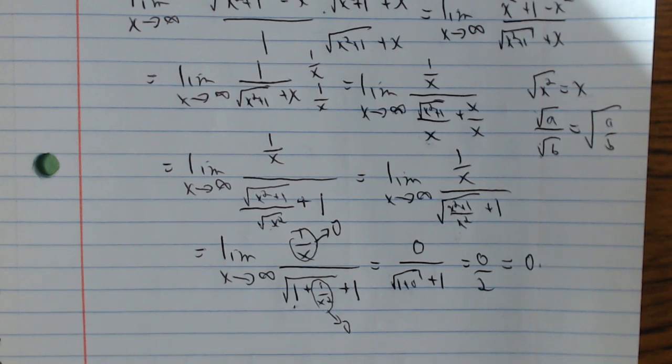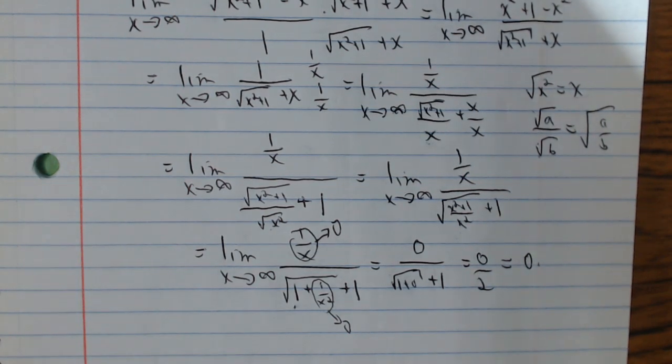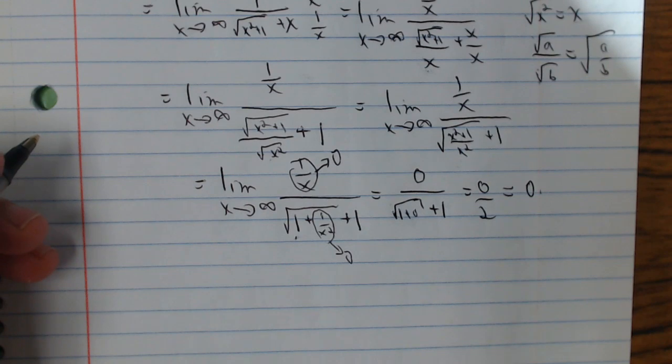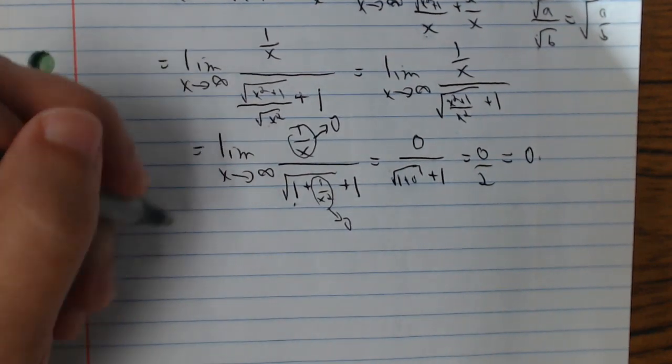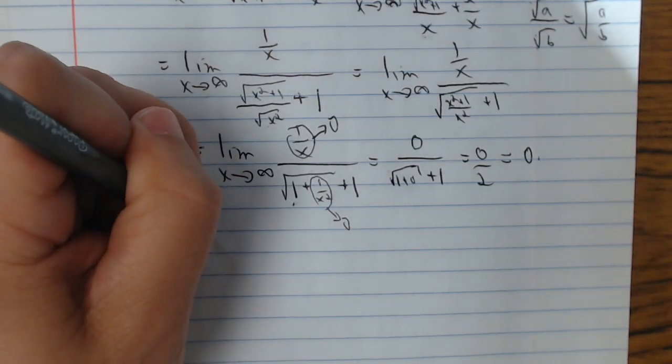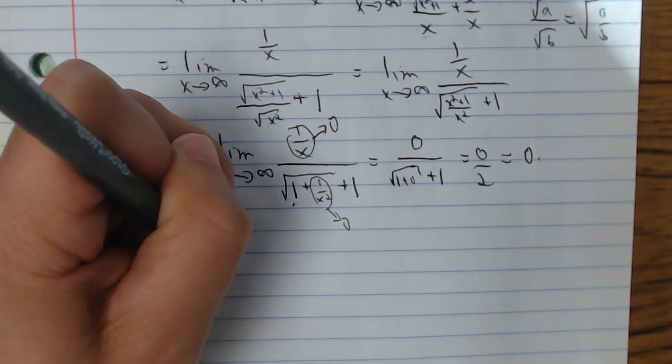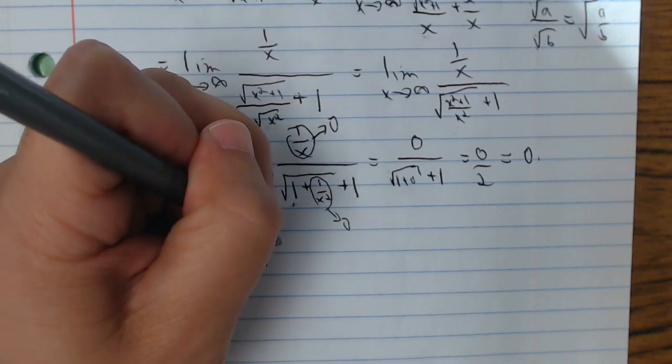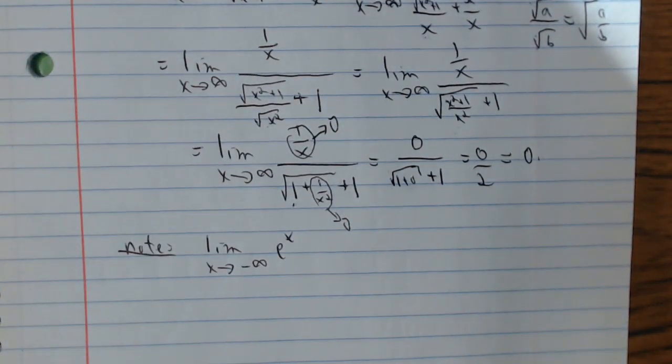Okay? So let's move on to one more example. Now, let me make a comment here. One comment I want to make. The limit as x goes to negative infinity of e to the x, what would that be? Well, we know e to the x goes to, as x gets larger, e to the x gets larger.